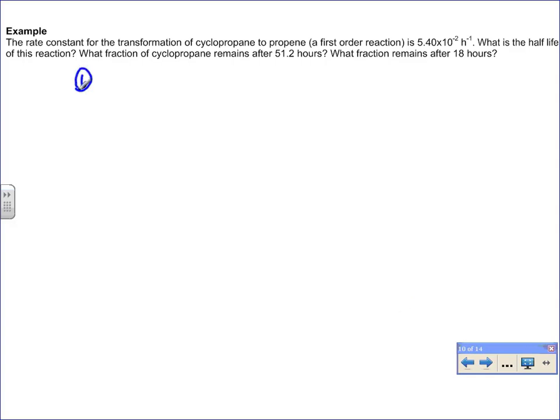So the half-life of the reaction is simply ln 2 divided by k. So it's ln of 2 divided by 5.4 times 10 to the negative 2 hours to the negative 1, and we get 12.8 hours. Okay, so that means that half of the sample will have reacted after 12.8 hours.